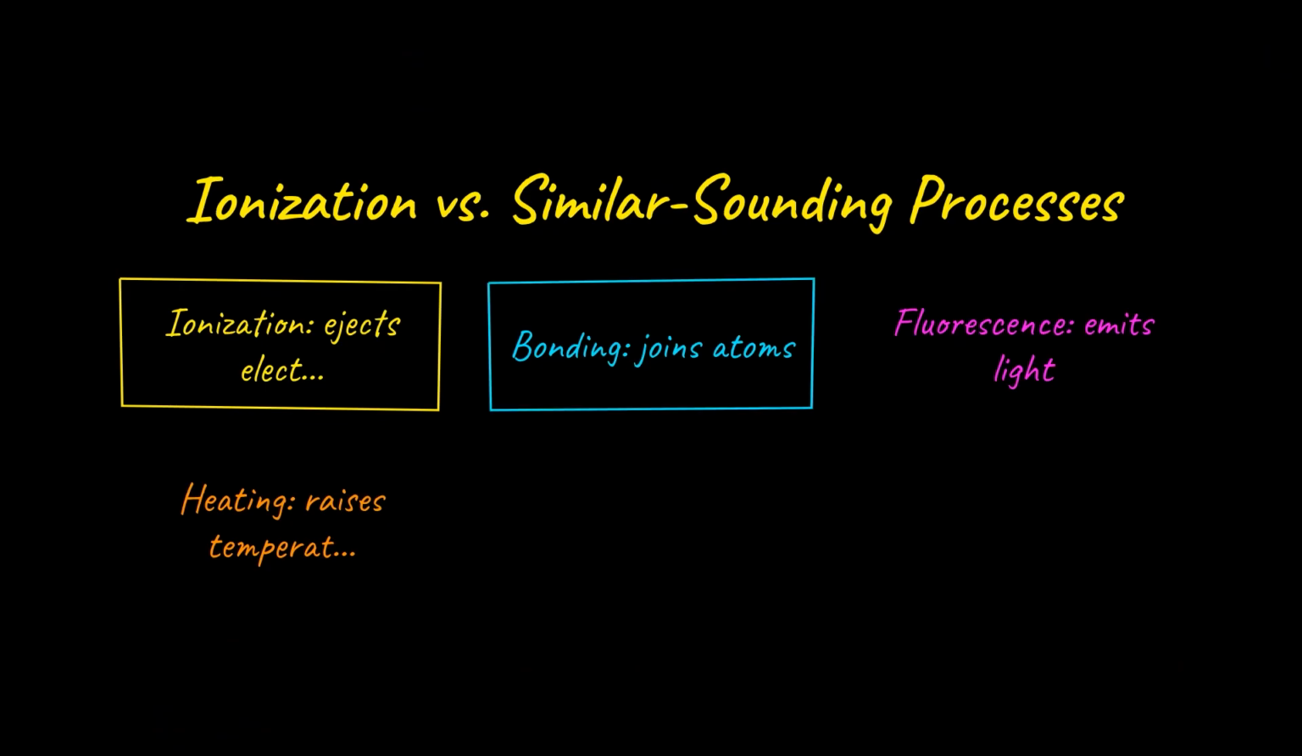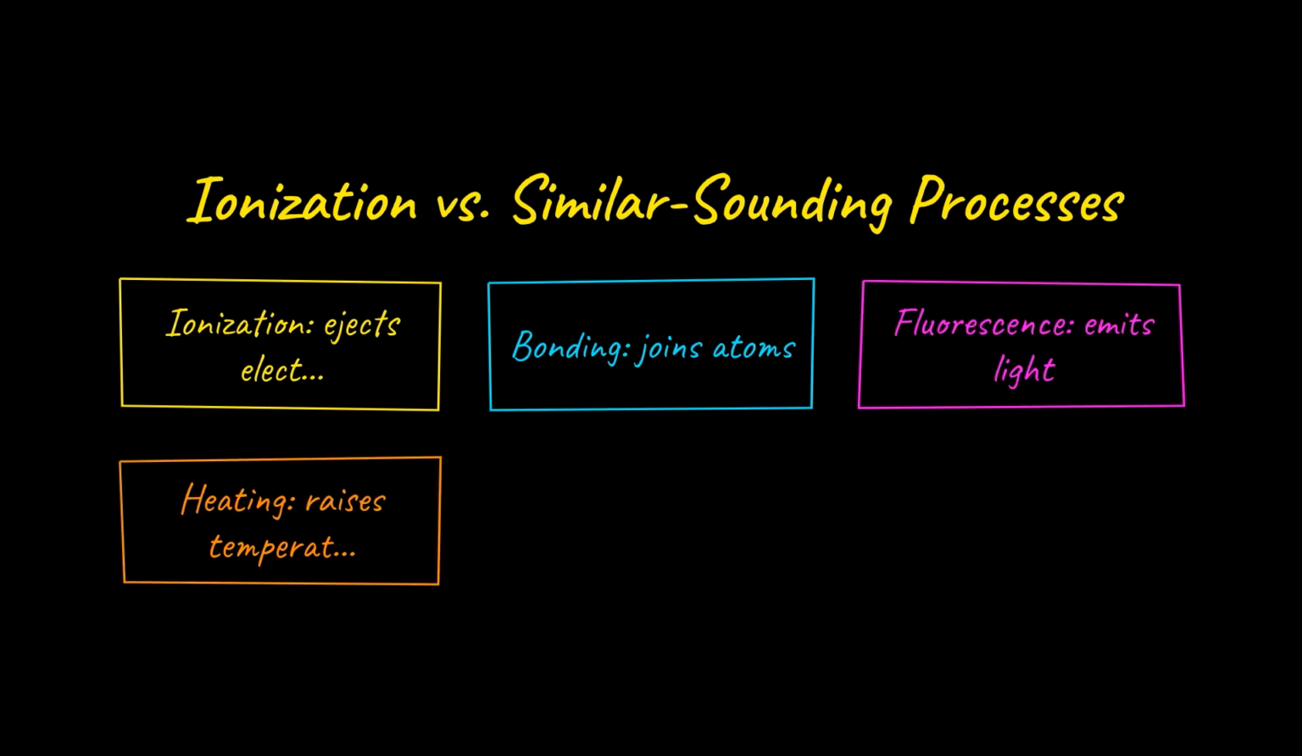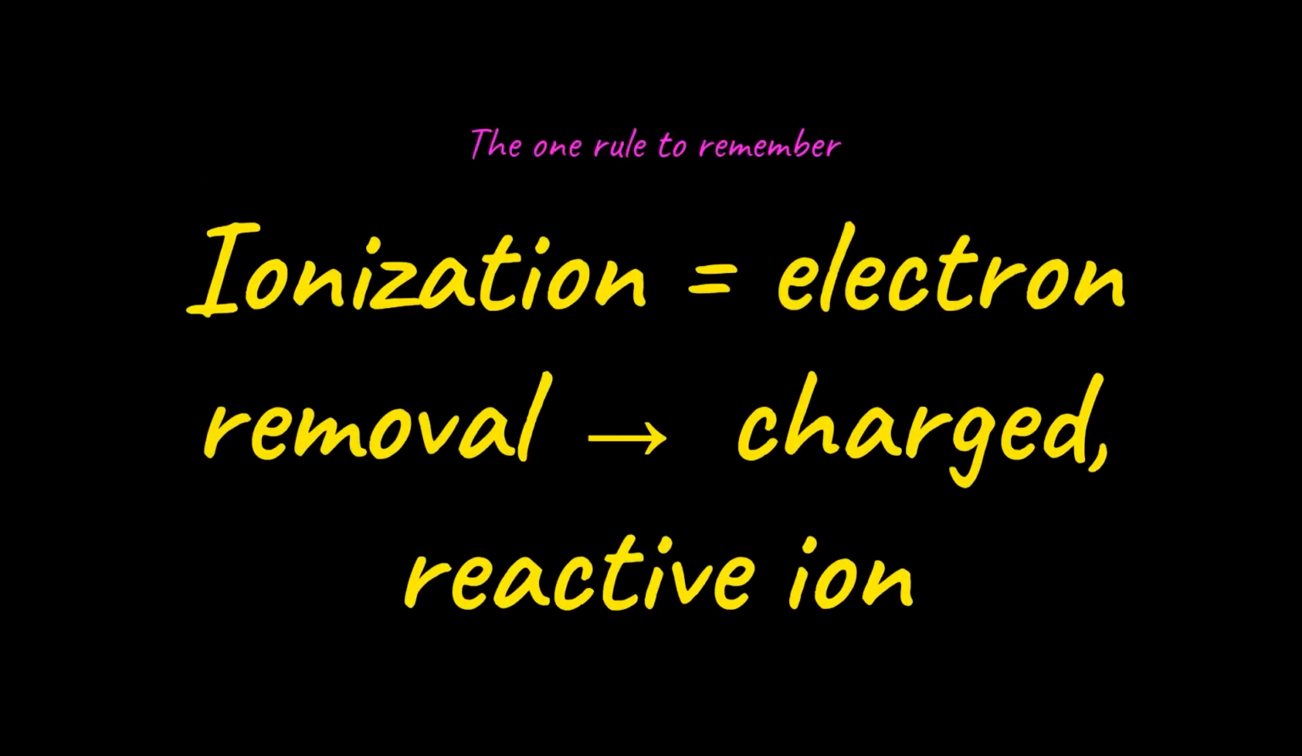Bonding joins atoms together, the opposite of destabilizing one. Fluorescence releases energy as visible light without ejecting any electron. Heating raises thermal motion but does not knock electrons loose. Only electron removal is ionization. Every rule about limiting radiation dose traces back to this single event. Ionization, the stripping of an electron from a neutral atom, is what makes X-rays capable of disrupting the molecules of life. Keep that definition narrow and exact, and the distractors on any exam become easy to dismiss.